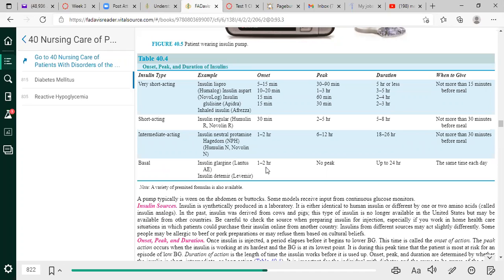It takes 1 or 2 hours for it to start kicking in. And it doesn't have a peak, but it works to stabilize the individual's blood sugar, and the duration is 24 hours. You should be giving it at the same time each day. Long-acting insulin should be given at night. And you all will be tested on this box, so you want to make sure you have that box down pat.